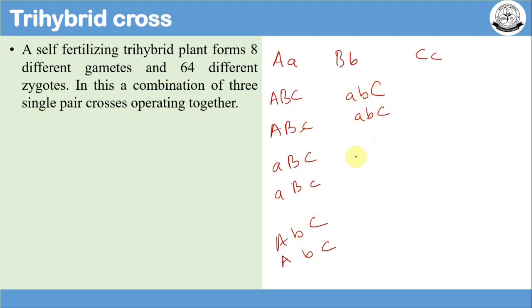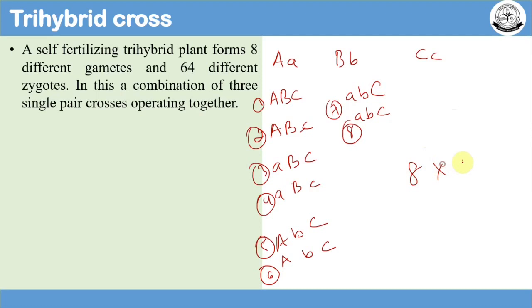Right, so 8 combination, right? Combination 1, combination 2, 3, 4, 5, 6, 7 and 8 combination. So இது ஒரு parentல, இன்னொரு parentலயும் 8 combination வரும். So when you multiply 8 combination with 8 combination, you get 64 different types of zygote form ஆகிறதுக்கு possibilities இருக்கு. ரைட்டா?